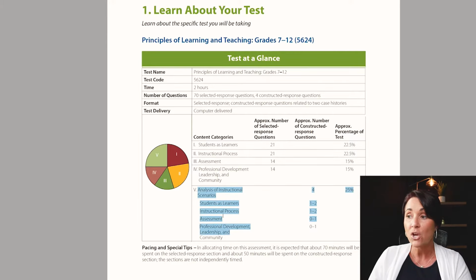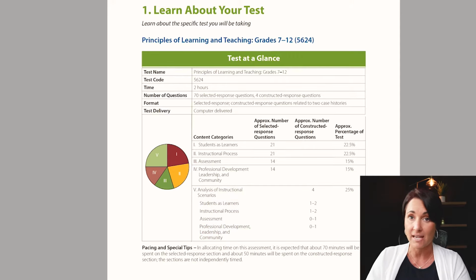Now, I'm going to go in further about the constructed response in just a minute when I break that down, but just know that every single grade level has a constructed response section, and it will be reflective of that grade level. So if you teach pre-K 3, you're going to have a constructed response that is more early childhood centered. If you teach elementary, it's going to be elementary centered. Middle will be a middle school scenario, and high school will be a high school scenario.